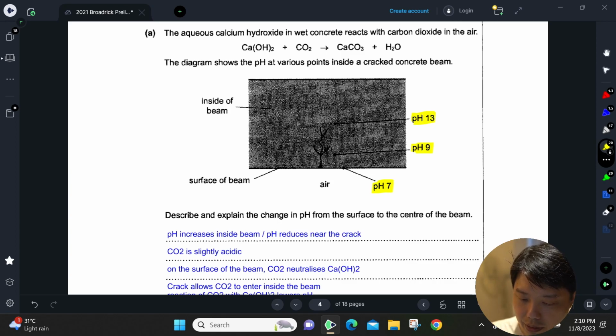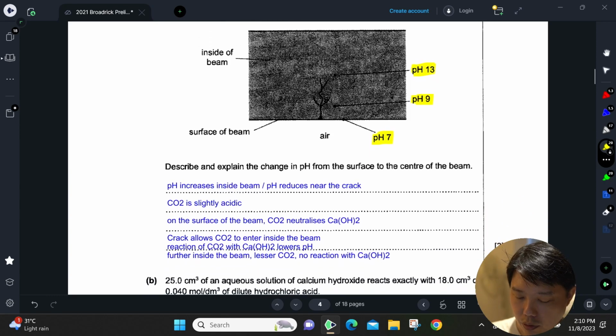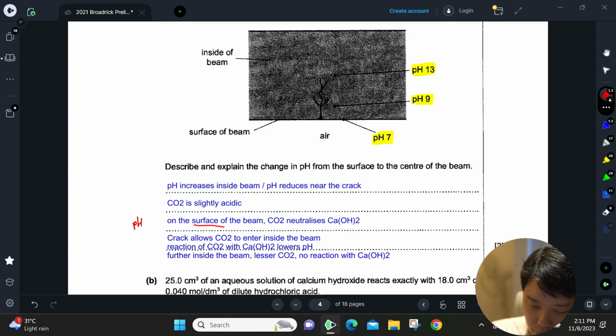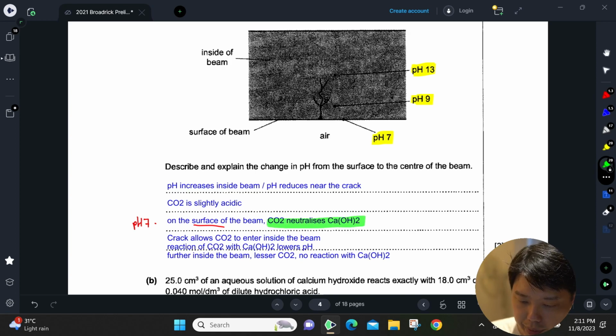So going inside the beam, your pH increases. On the surface, it is about pH 7. Surface is pH 7. It is mostly neutral because the carbon dioxide in the air neutralizes the base. But as you go further into the beam, the pH will increase and it reduces near the crack.